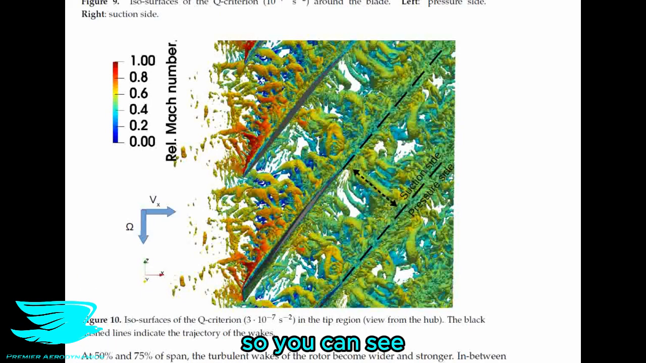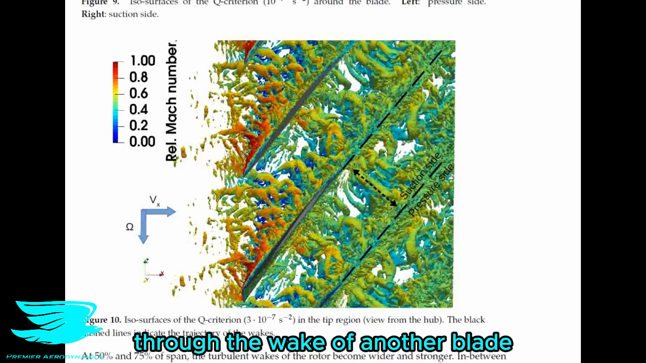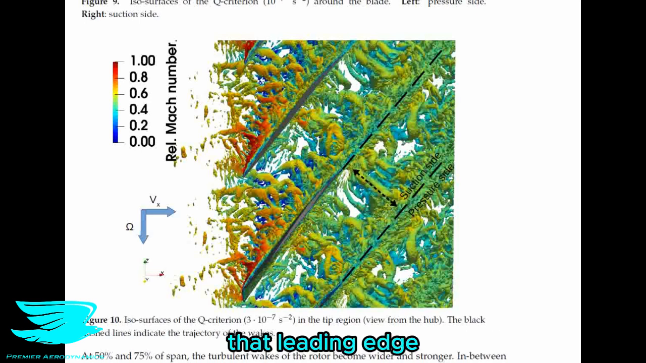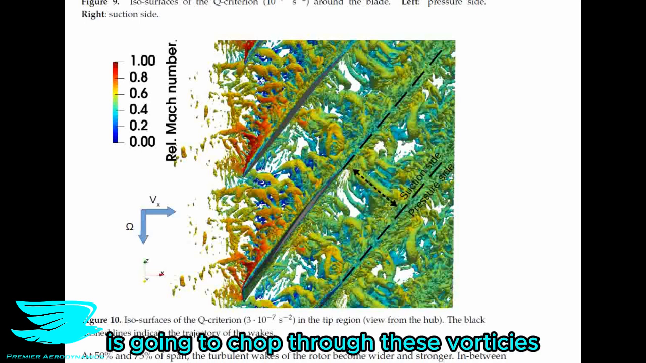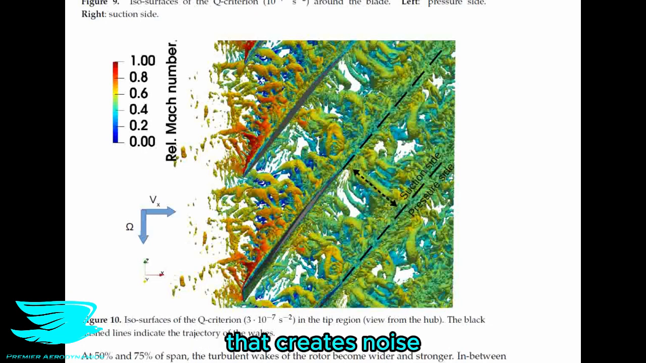So you can see all these vortices, these wiggly worms, exist between the blades, and as one blade rotates through the wake of another blade, that leading edge, or even trailing edge, is going to chop through these vortices. That creates noise.